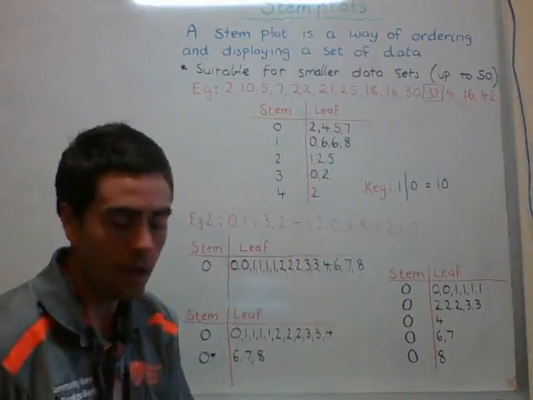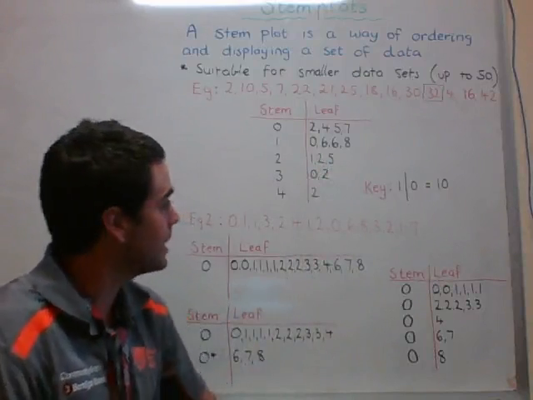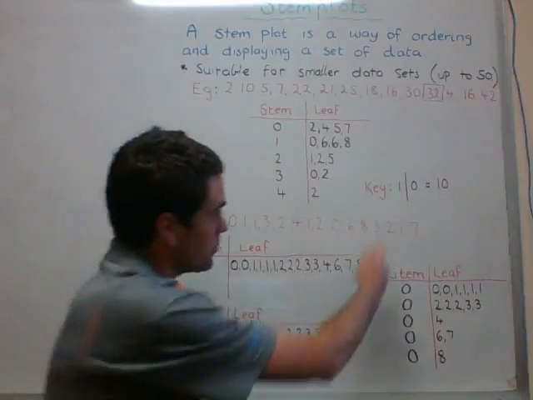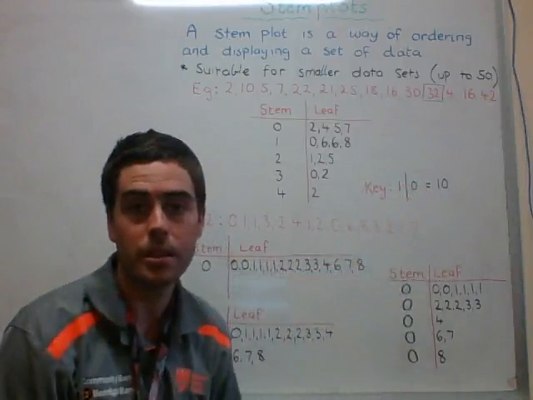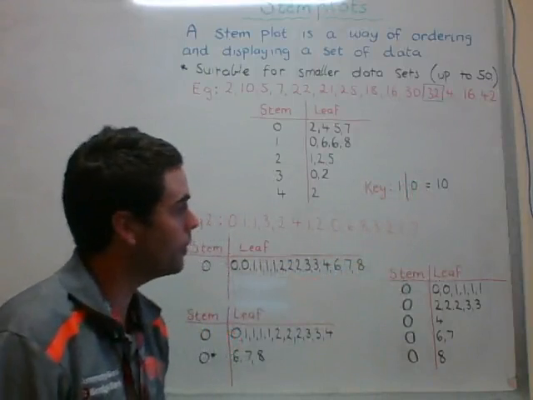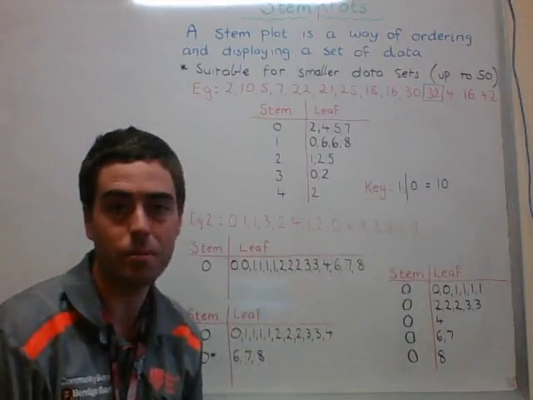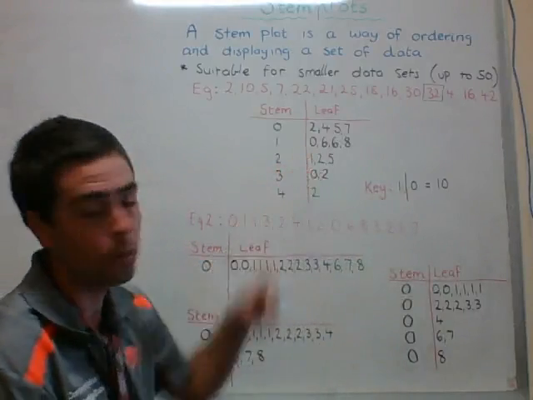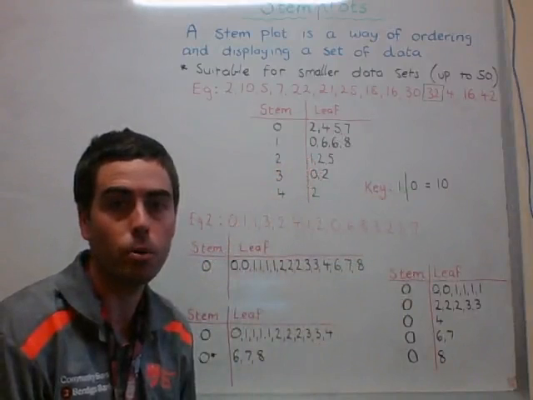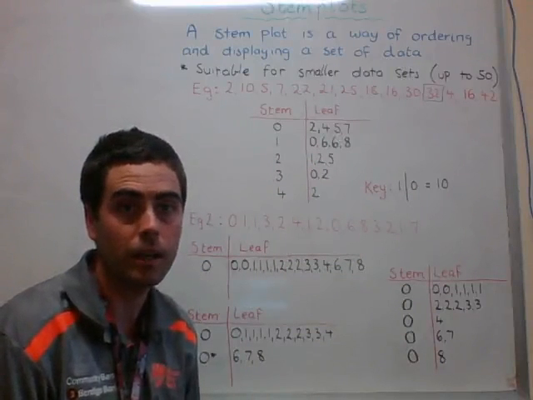Okay. It's really important that in a stem plot we include a key. So here's my key here, and it shows that 1 with a line, 0 represents the number 10. If I didn't have that key there, 1/0 could actually represent 1.0, and this could be 2.1 and so on. So it's important that we have a key there so we're not mixed up with what the numbers we're looking at actually are.